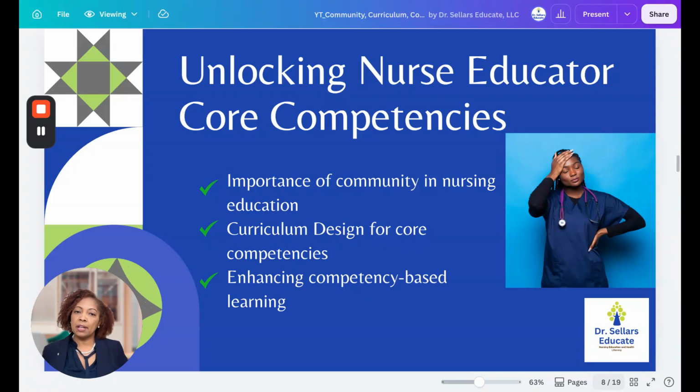We also want to think about the design. How are we setting our students up for success? How are we sequencing our courses? How are we integrating key concepts into our courses week by week?